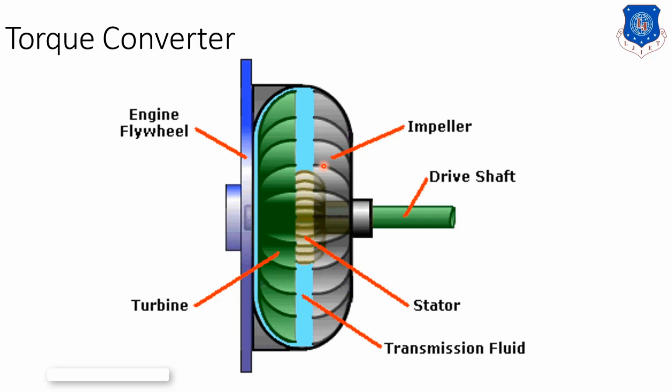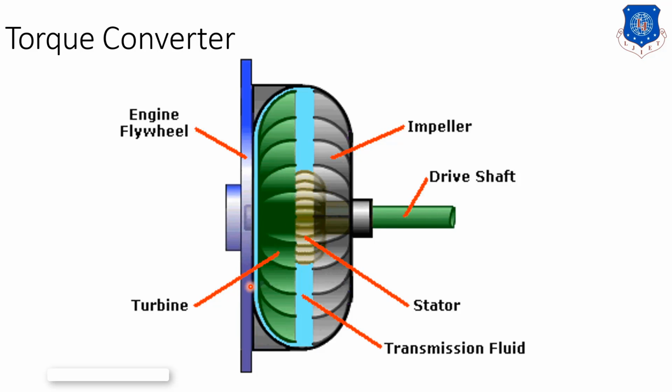Okay, the power is supplied, so torque increases, and again this fluid comes onto the stator, and the angle is such that it hits back to the impeller, so it increases and decreases the speed of the pump. Okay, so this is the working function of the torque converter.